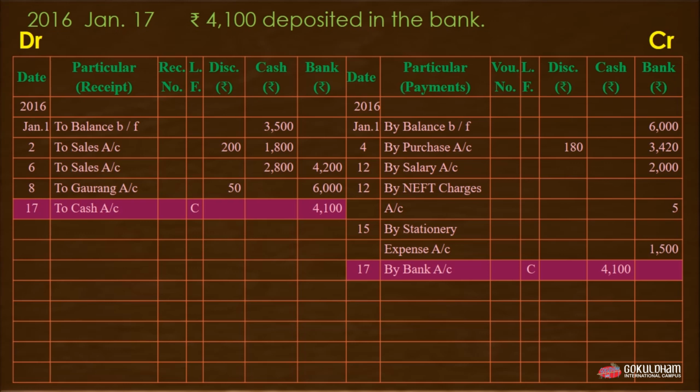Then second effect given there in or at debit side. In date column there is write down 17 and in particular columns write down there to cash account. In LF column write down C and here in a bank column write down there 4,100 rupees.